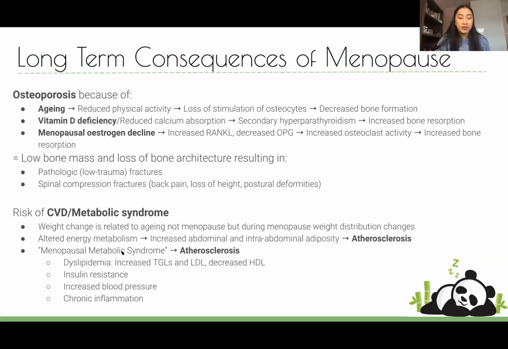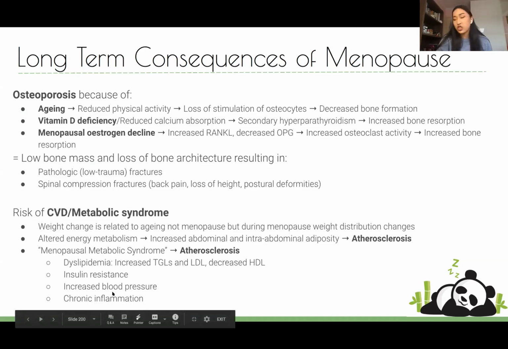The other big consequence of menopause is cardiovascular disease. Weight change is not so much the mechanism, it's more to do with weight distribution. So during menopause, weight distribution changes, and fat tends to be deposited more centrally, so abdominal, intra-abdominal adiposity, and that contributes to atherosclerosis. There is also this menopausal metabolic syndrome with dyslipidemia, insulin resistance, hypertension and chronic inflammation that apparently increases the rate of atherosclerosis as well. But I don't think you need to know too much about the mechanisms here, just to know that this is a risk with menopause.